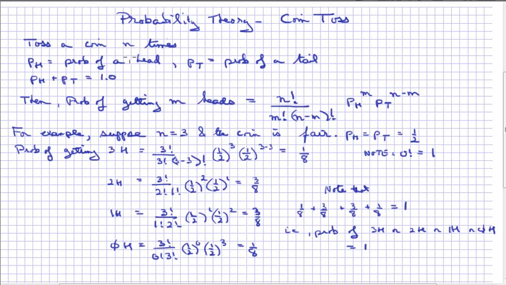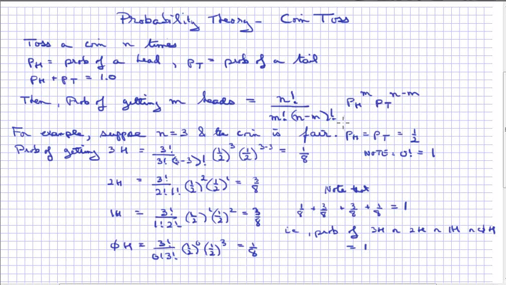Okay, under that scenario, the probability of getting m heads, if you toss the coin n times, is n factorial divided by m factorial times (n minus m) factorial, times the probability of getting a head on any single toss to the mth power, times the probability of getting a tail on any single toss to the (n minus m)th power.